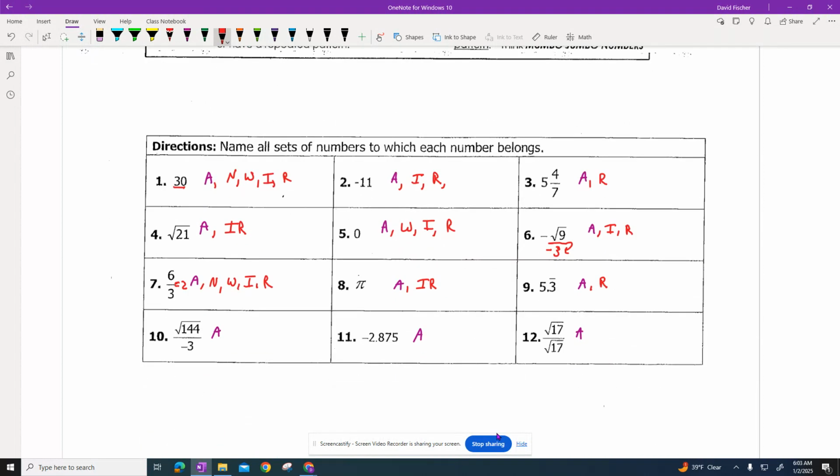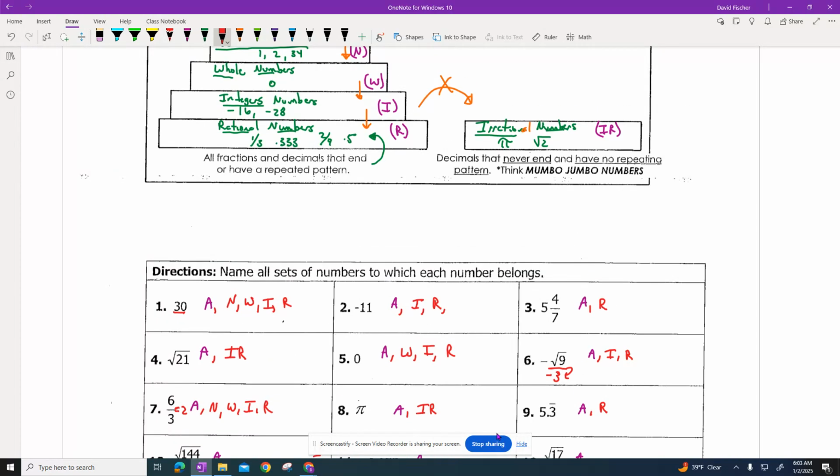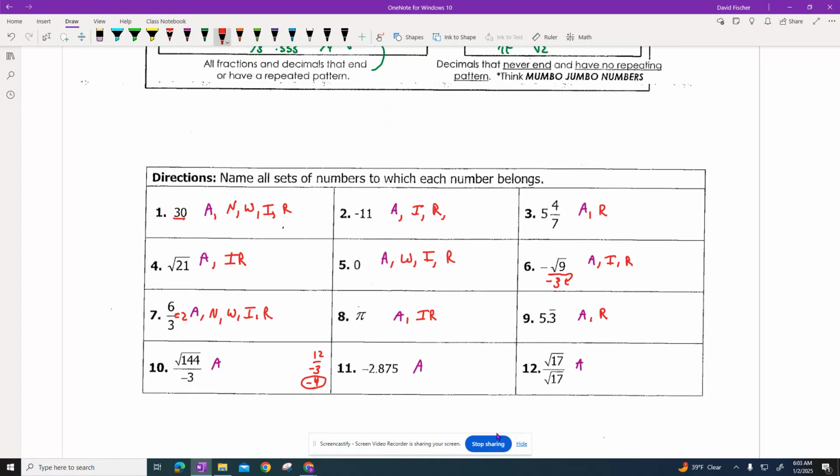I don't know, 144 divided by -3. I know it's going to be a negative because that's a positive, and I know the square root of 144 is 12. So in my head I'm thinking, okay, that's really 12 over -3. And 12 divided by -3 is a -4. So that's the number that I'm going to start looking for my first box. And -4 starts right here with my integers. So after all real numbers, it's an integer. Then we go on down to rational numbers.